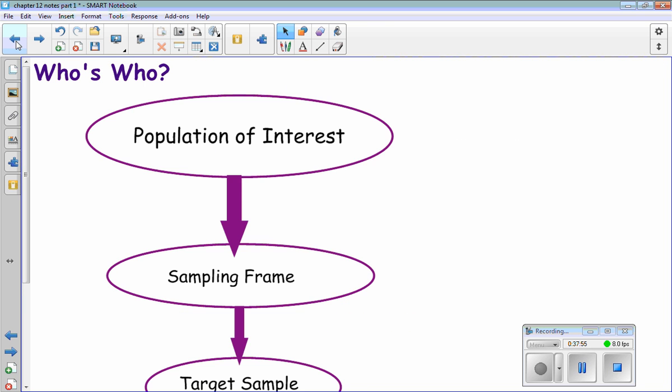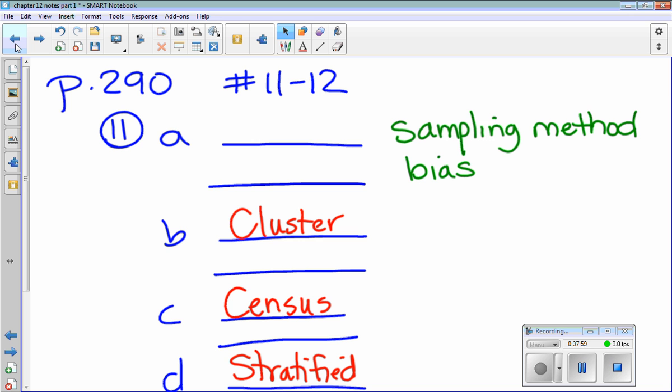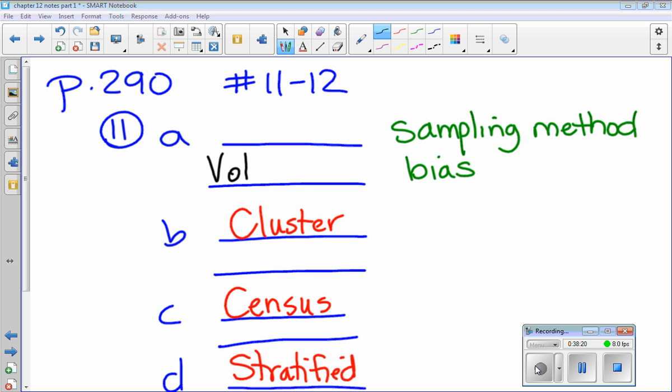We'll look at 11 first, types of bias, and then I'll pause while y'all do that. All right, let's look at 11. We already know that by putting an ad in the paper, it's really not a sampling method because you're asking people to respond to the ad. So really, it's suffering from what? Voluntary response bias. So I agree. Voluntary response bias.